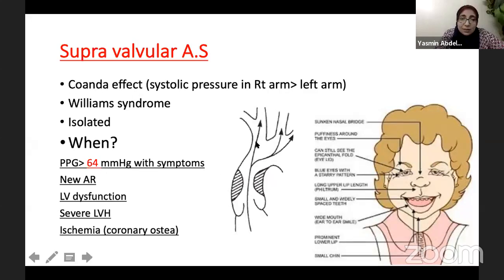It is that there is a higher systolic blood pressure in the right arm than the left arm. This is because the antegrade flow from the left ventricle to the aorta is directed by this supravalvular stenosis into the innominate artery, so that we will have a higher systolic blood pressure in the right arm than that encountered in the left arm. Supravalvular aortic stenosis may be isolated, or it may be a part of Williams syndrome. Williams syndrome is characterized by mental retardation and these facial characteristics.